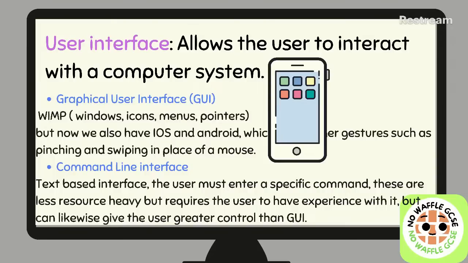So a graphical user interface, for example, WIMP: windows, icons, menus, and pointers. So those are the different things that are part of a graphical user interface. But now we also have iOS and Android, which have different swiping gestures or pinching gestures on top of using a mouse.